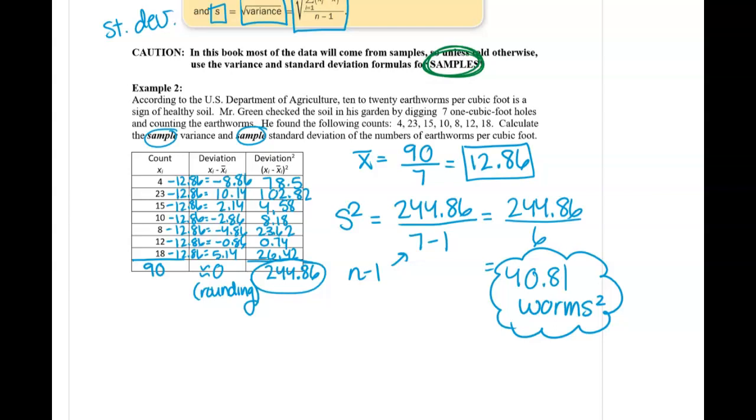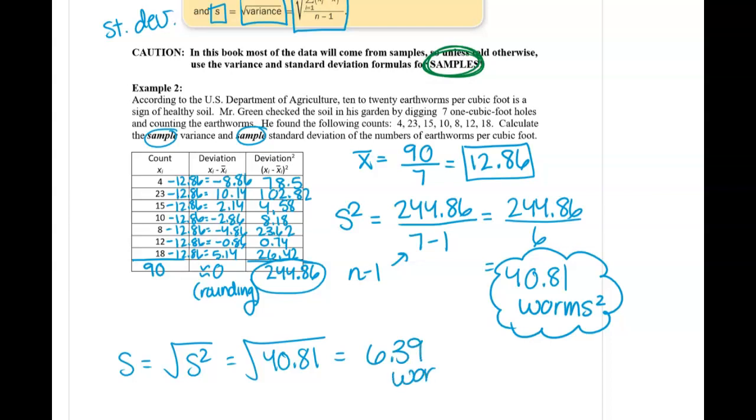Okay, so that's why we use standard deviation. For our s, we just take the square root of our s squared, which is the square root of what we just did, and we get 6.39. We square root this, we get regular old worms. So what this means is that on average, the number of worms was about 6 worms away from the mean.